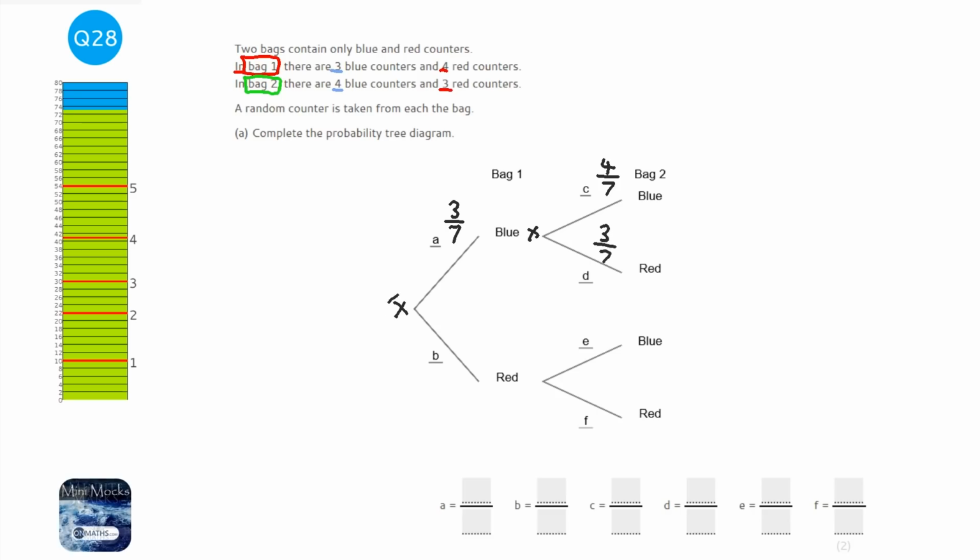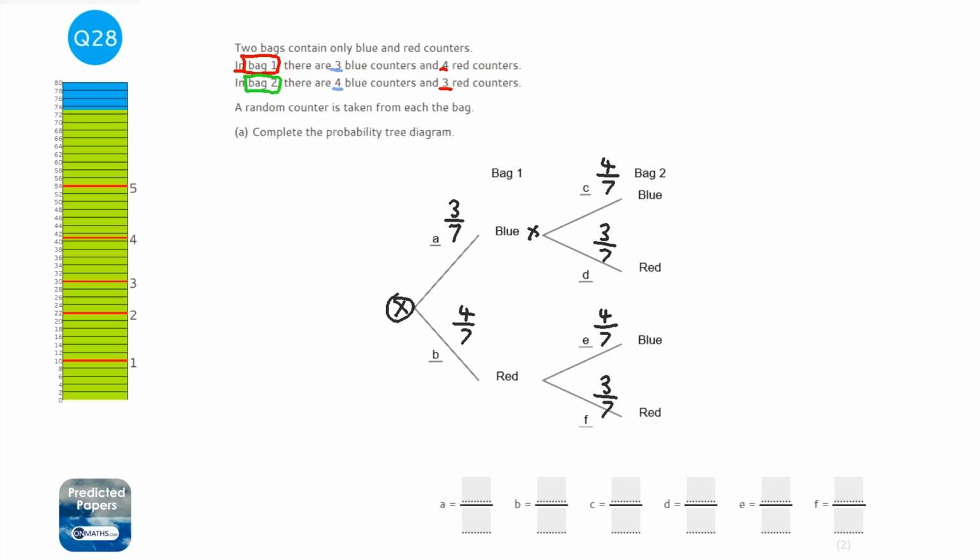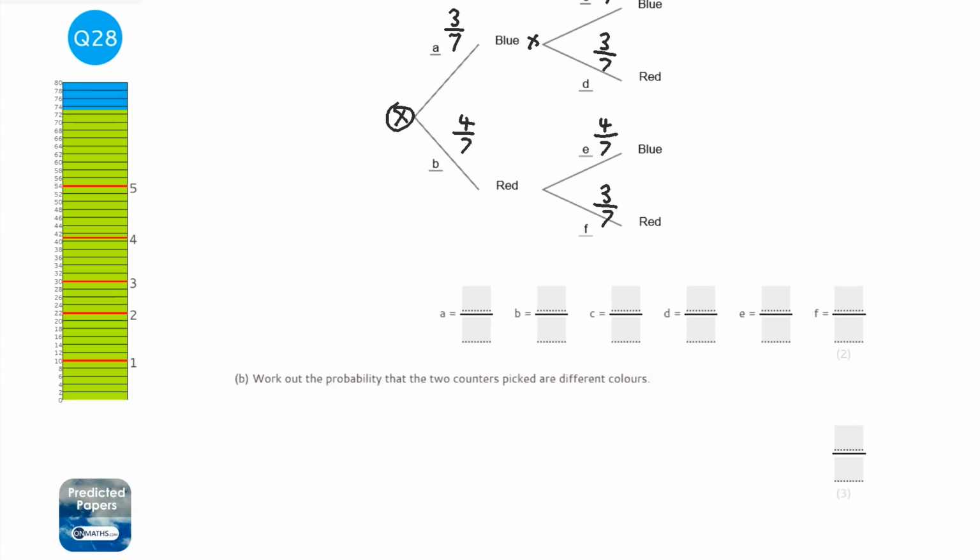Now let's go all the way back to the start. And let's pretend we picked a red from bag 1. Let's have a think. What's the probability? Well, there's 4 red and 7 in total. And a blue from bag 2. Well, that would stay the same, wouldn't it? Because there's still 4 blues and there's still 7 altogether. And there's 3 reds and 7 altogether. And that would be enough to get you full marks. Let's move on to the second question. It says work out the probability that 2 counters picked are of different colours.